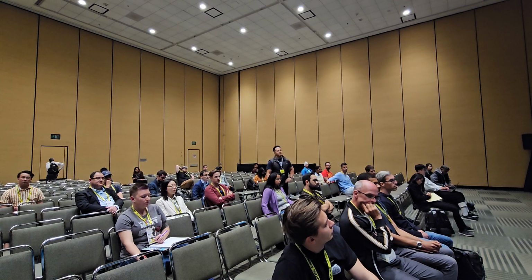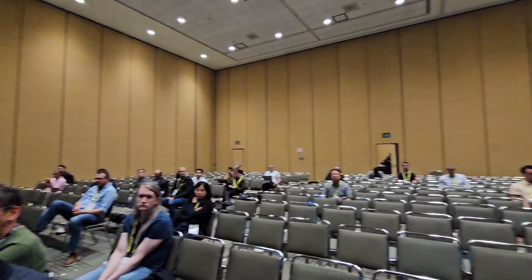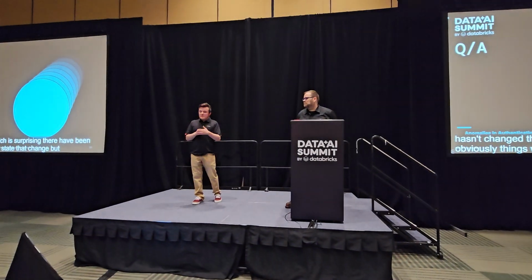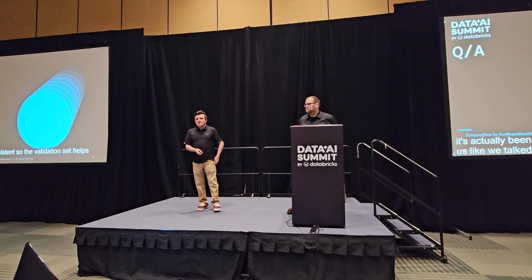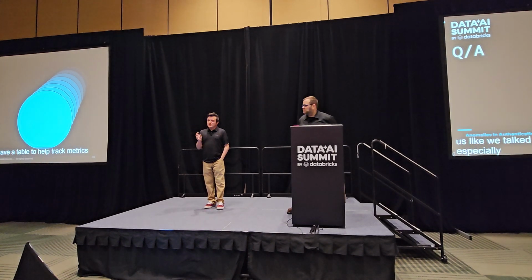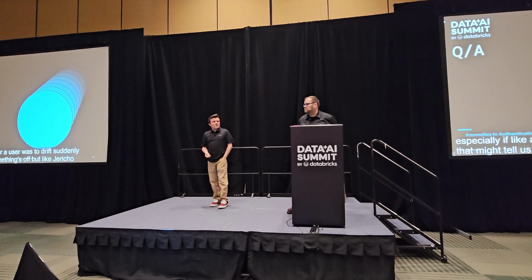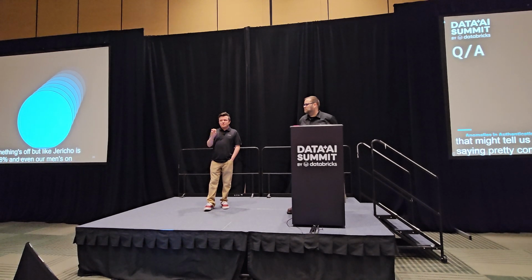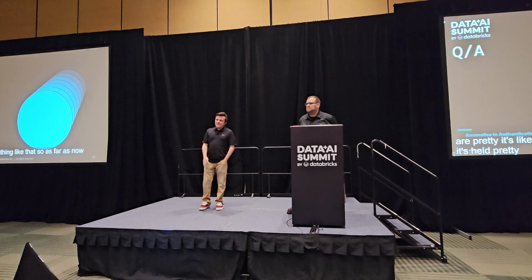That's a good question. Overall, honestly, beyond just the scenarios that we're starting to uncover, the overall behavior hasn't changed that much, which is surprising. There have been obviously things within coding state that change, but overall, it's been pretty consistent. The validation set helps us, like we talked about, we have a table to help track metrics, especially a z-score for a user. If it were to drift suddenly, that might tell us something's off. But like Jericho was saying, our F1 threshold has been pretty consistent at 98%. And even our mins on that are pretty high, like 87%, something like that. So as of now, it's held pretty steady, but you still have to evaluate.